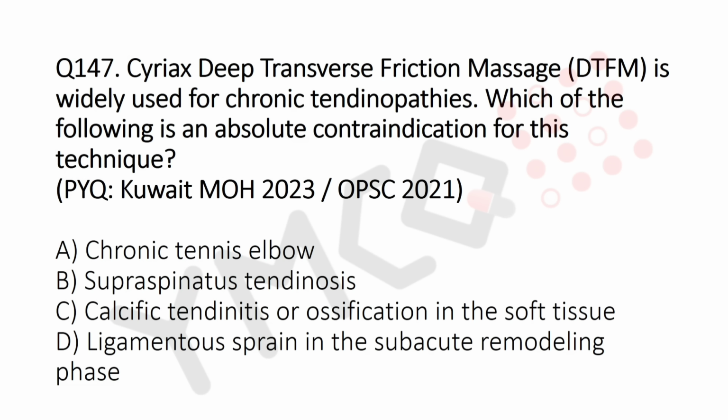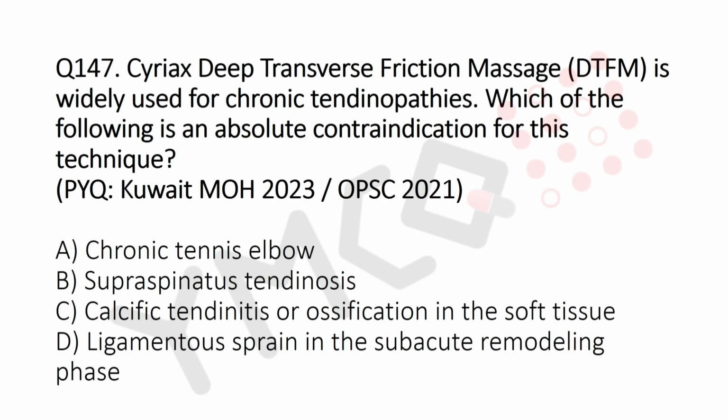Now let's move to question number 147. Cyriax deep transverse friction massage is widely used for chronic tendinopathies. Which of the following is an absolute contraindication for this technique? Option A, chronic tennis elbow. Option B, supraspinatus tendinosis. Option C, calcific tendinitis or ossification in soft tissue. Option D, ligamentous sprain in subacute remodeling phase.